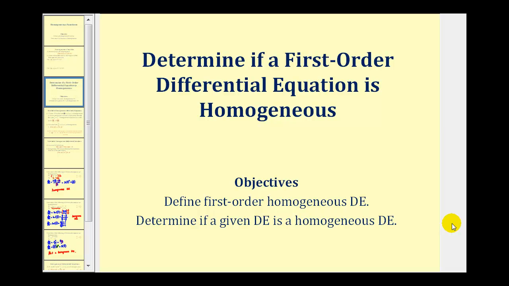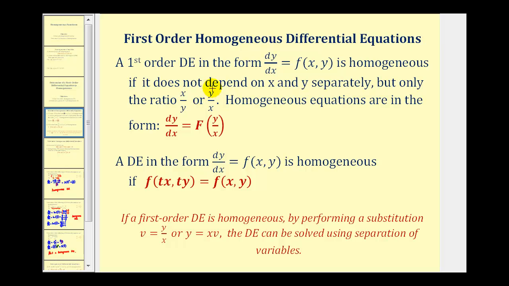Welcome back to part 2 of determining if a first-order differential equation is homogeneous. In the previous video, we focused on the definition given by dy/dx equals f of x comma y is homogeneous if f of x comma y can be written as a function of x to y or y to x.